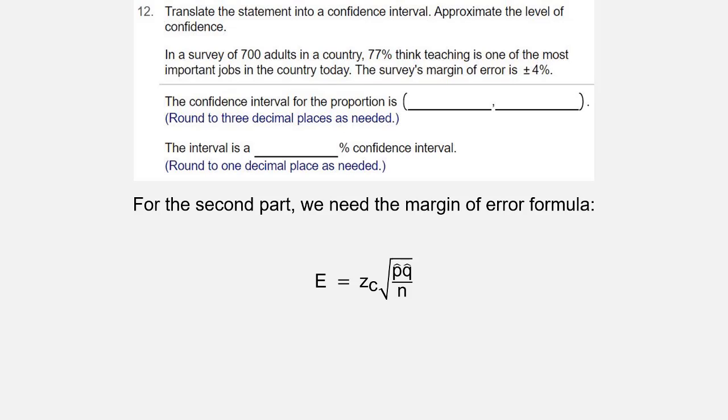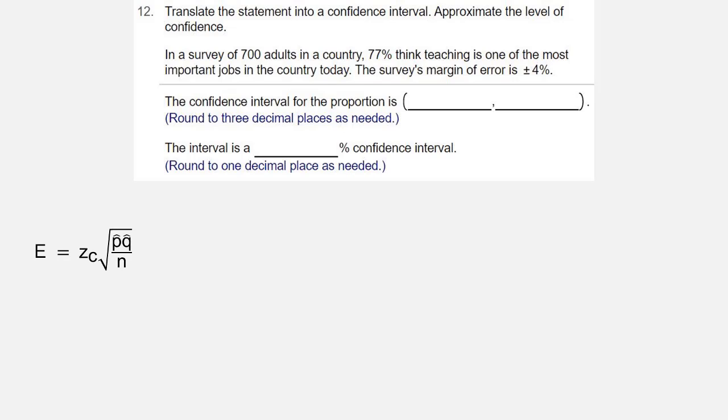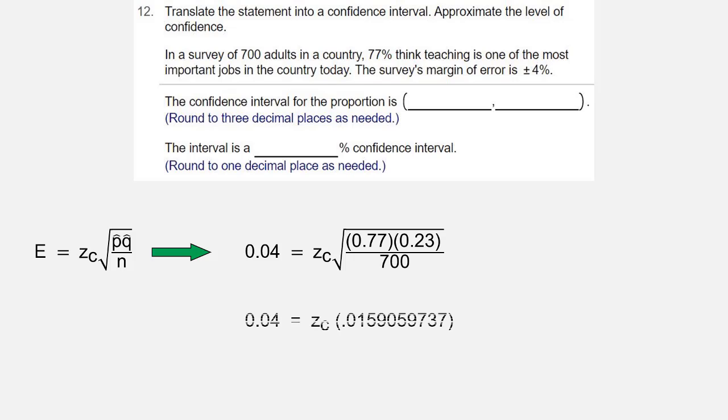The error is ZC times the square root of p hat q hat over n. We'll insert the values that we know from the problem. So the values that we have are the p hat, the q hat, and the n. So error, which is 0.04, equals ZC times the square root of 0.77 times 0.23 over 700. Since we know all the values except ZC, we should be able to solve for ZC using a little bit of algebra. We'll go ahead and simplify that square root.